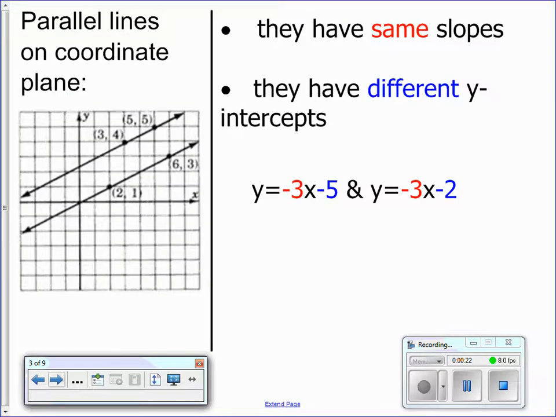Parallel lines have the same slope, but they have different y-intercepts. So from this one, you can see that the slope is the same, but the intercept is different. Here you can see the slope is the same, they're parallel, but the intercept is different.